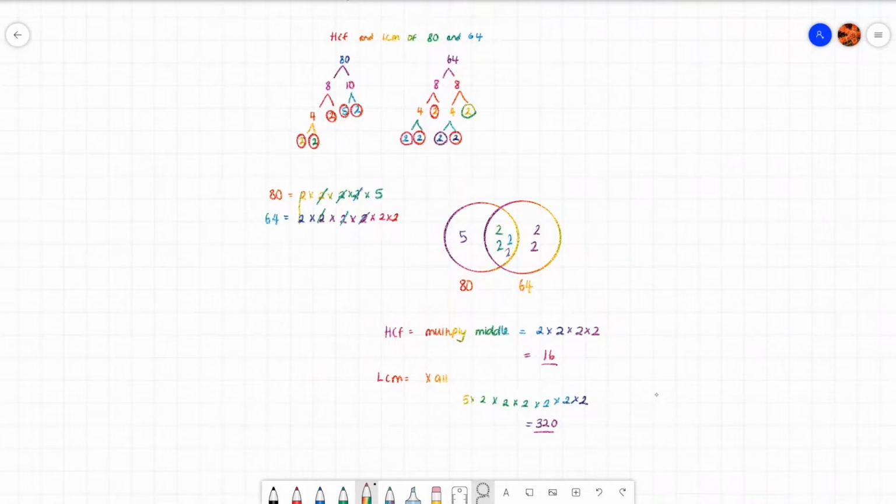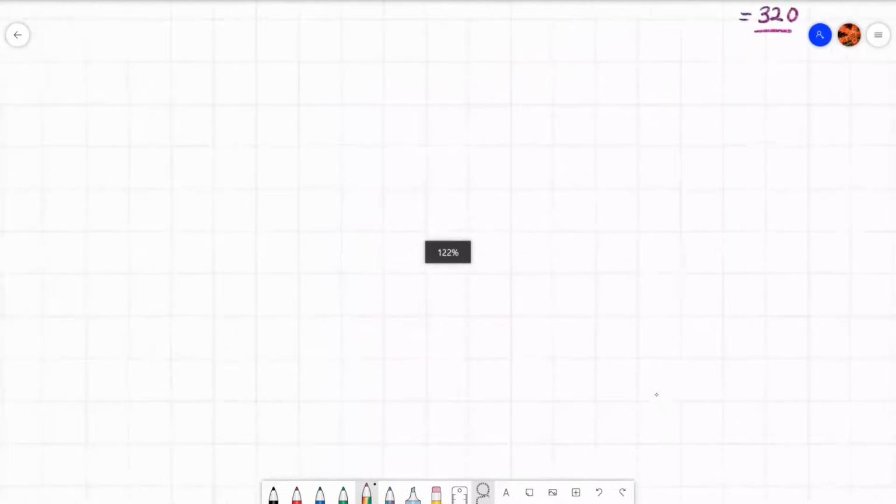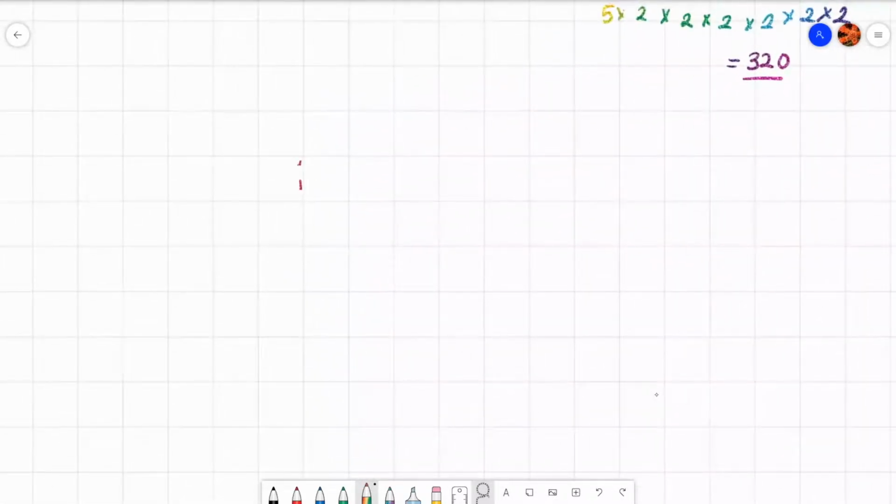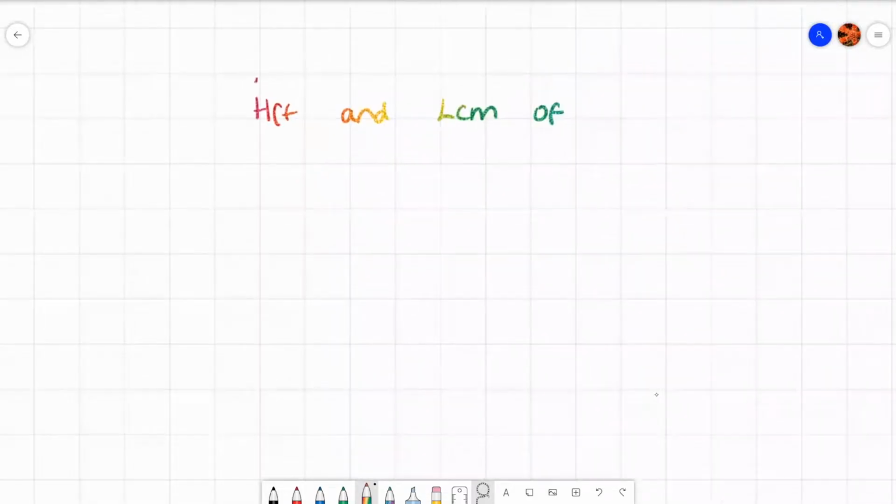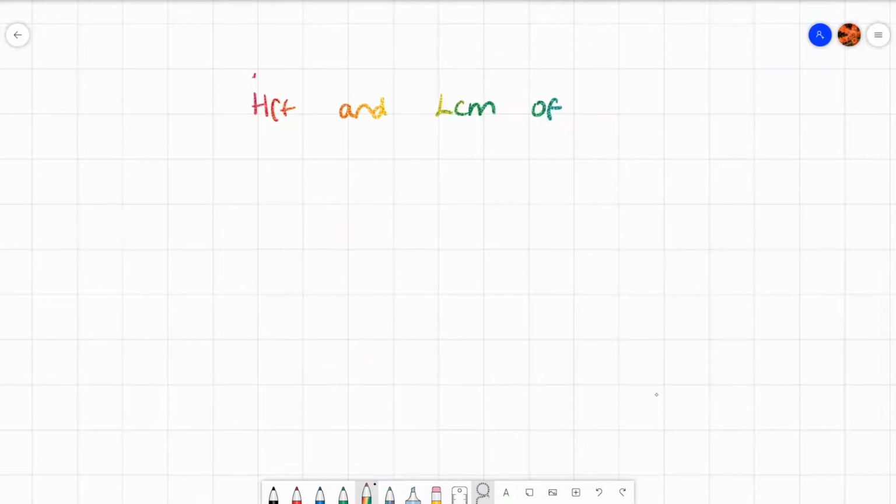Let's have a look at another example then, shall we? Let's have a look. Highest common factor and lowest common multiple of, let's make the numbers slightly different this time. We'll do 125 and 250.